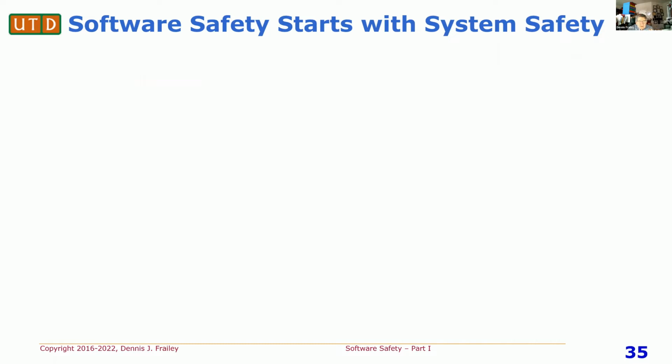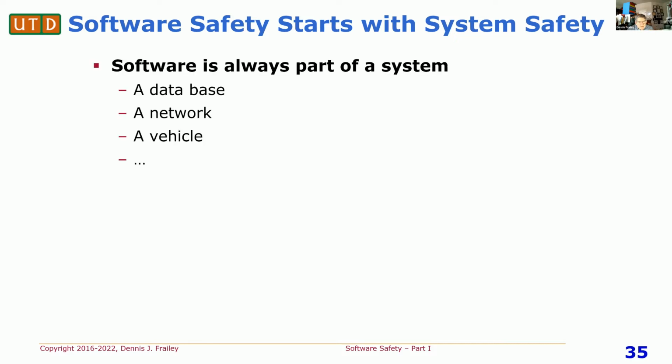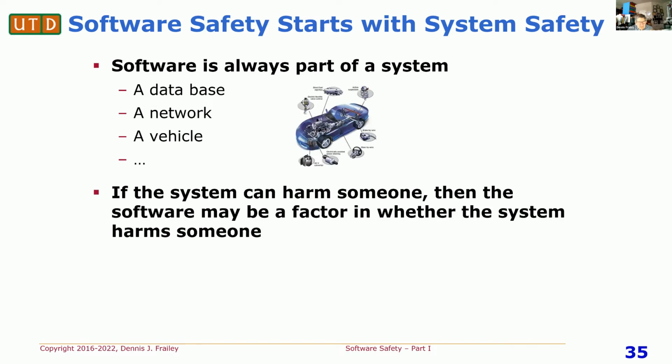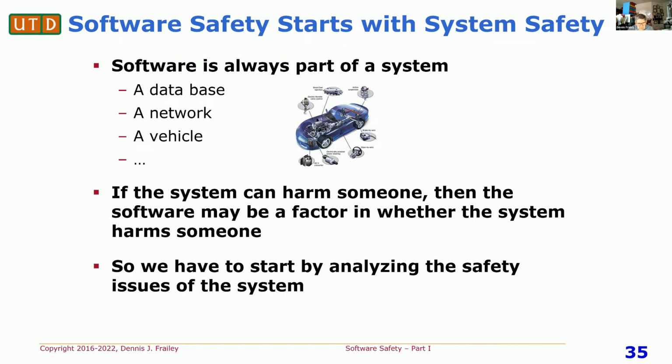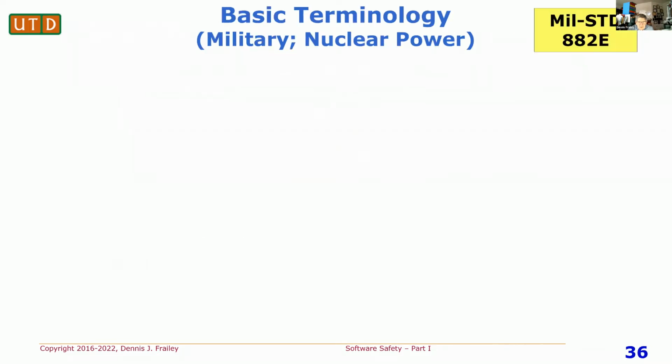Now, I've said this several times and I want to repeat it again. Software safety begins with system safety. You have to understand the system the software is part of. Software is always part of a system, a car, a database, whatever. If the system is harming someone, the software may be a factor in the system's ability to harm someone, and that's why you pay attention to the system as well as the software. So you typically begin your safety analysis by looking at the safety issues associated with the system.